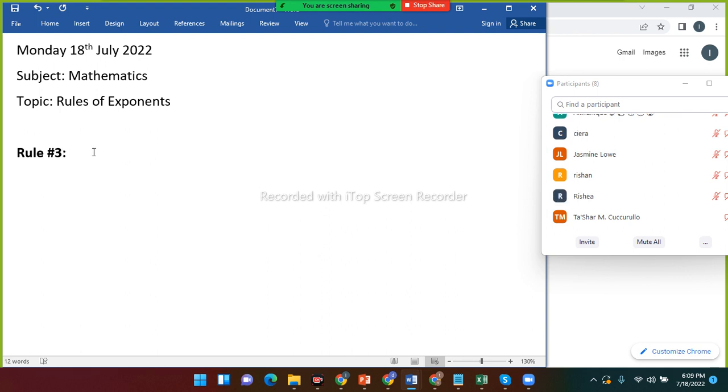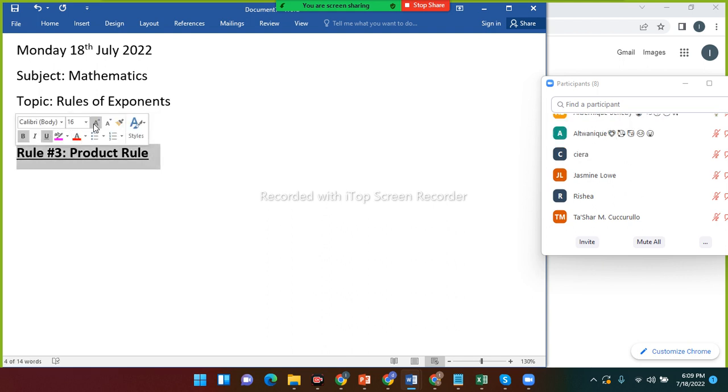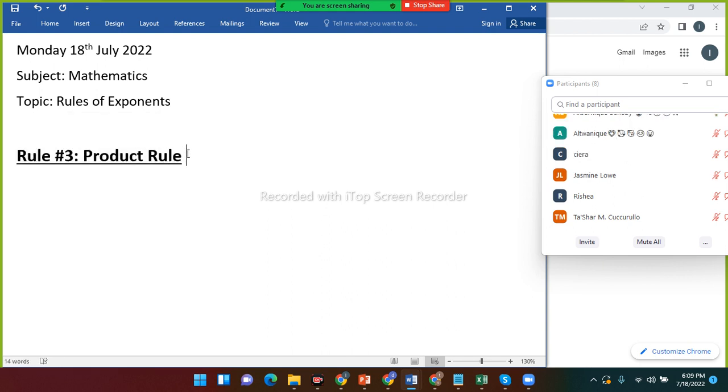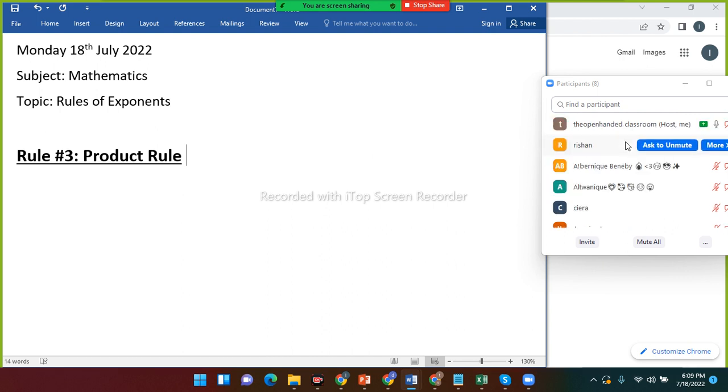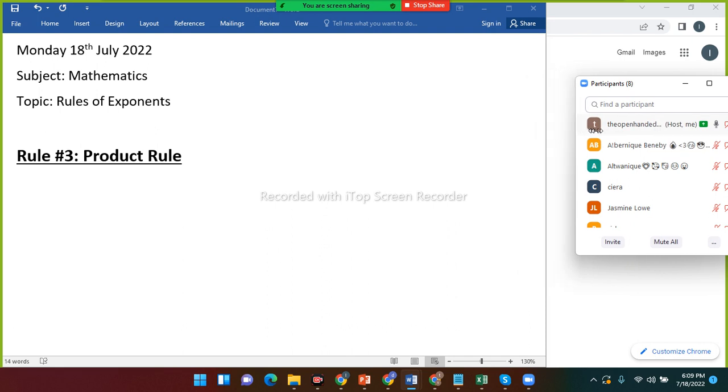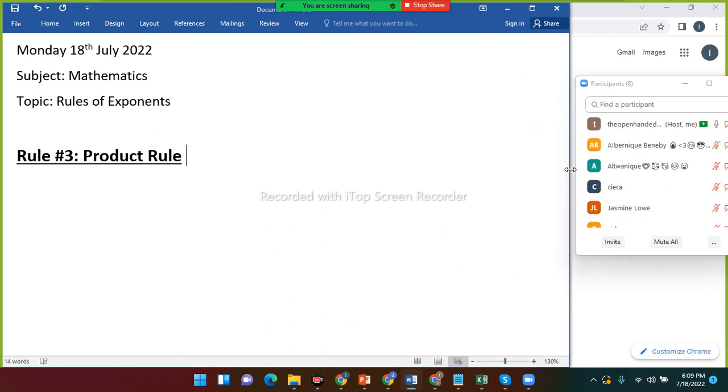So rule number 3, we call it the product rule, right? And Rashan, when we say product, what is a product? Rashan, what is a product? Say it again, I missed that. What is a product? It's the answer of a multiplication problem. The answer of a multiplication problem, that's what we call a product.